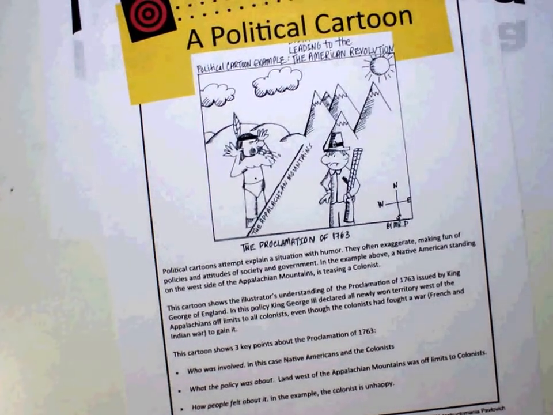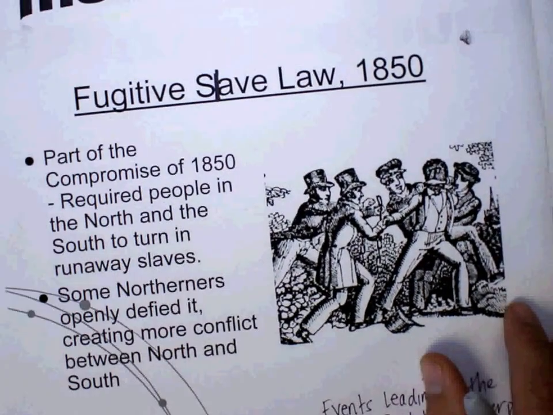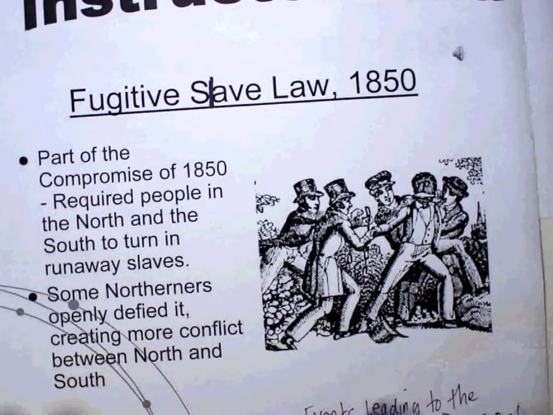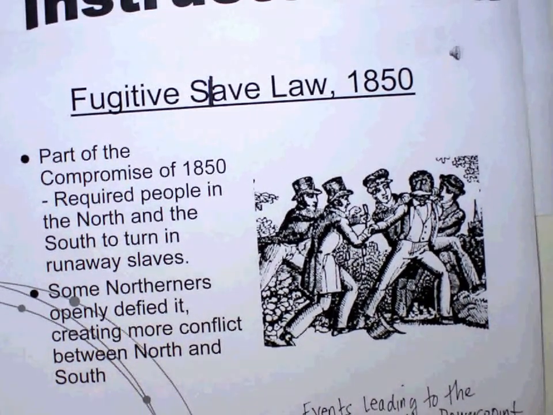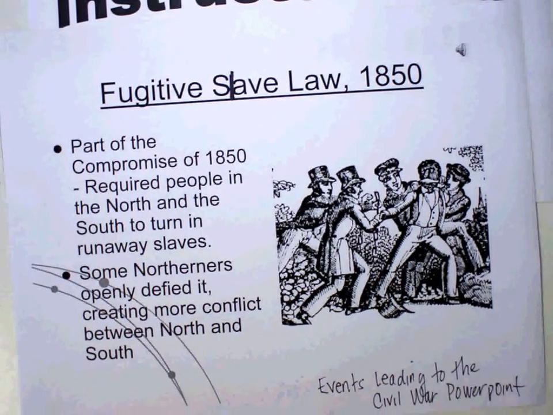All right. So today we're going to do a little political cartoon. I'm going to show you how to do one for the Fugitive Slave Law. Well, the Fugitive Slave Law, as you know from the events leading to the Civil War PowerPoint, was part of the Compromise of 1850, and it required that both Northerners and Southerners return any runaway slaves.